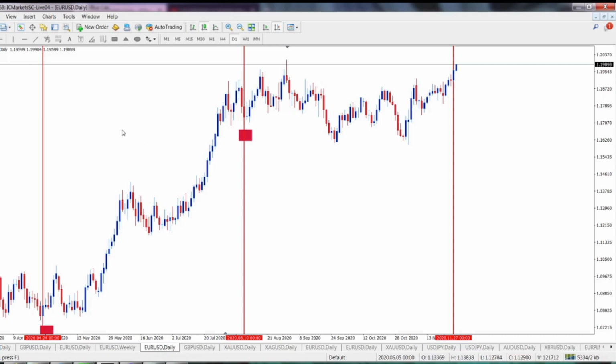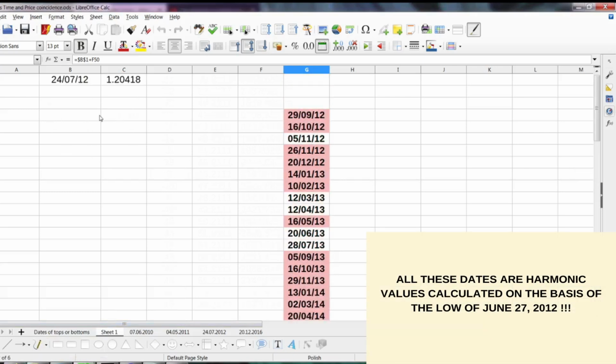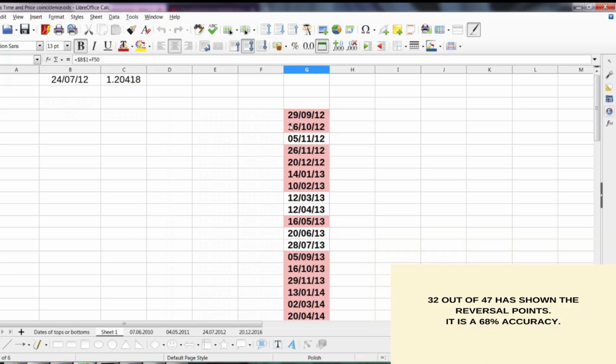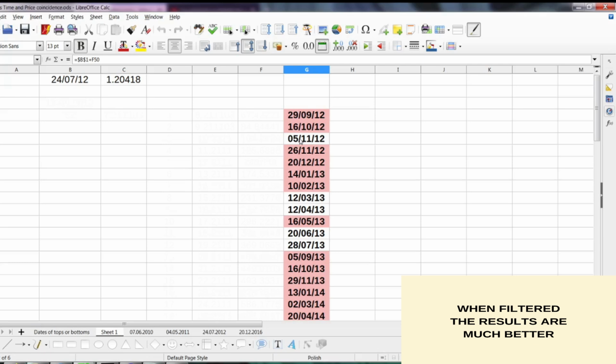So the calculations made over here are applied to the harmonic rules of the square of 9, and the calculations which are hidden here in the blank areas are all made based on harmonics of the square of 9. So without filtering, this gives results of decent 68% positive results, because the missing dates are only 15 out of 47, which is roughly 68% of accuracy. Without any filtering. When you apply the filters to this, it works even better.